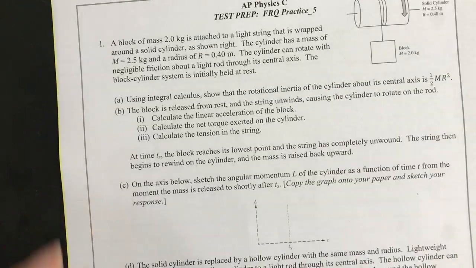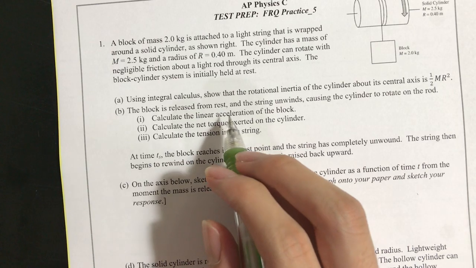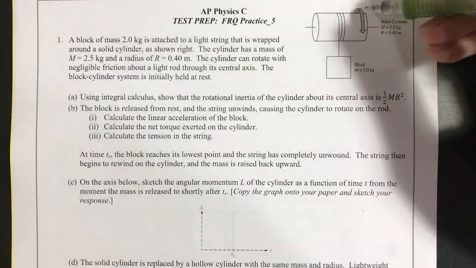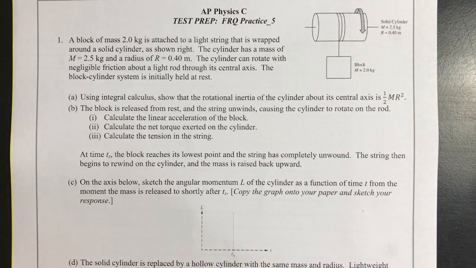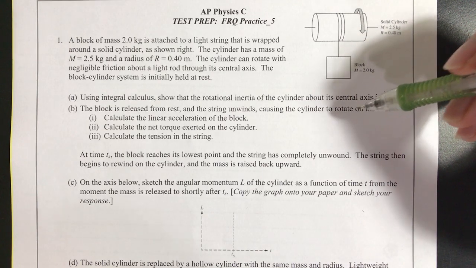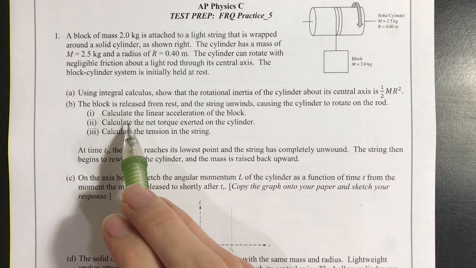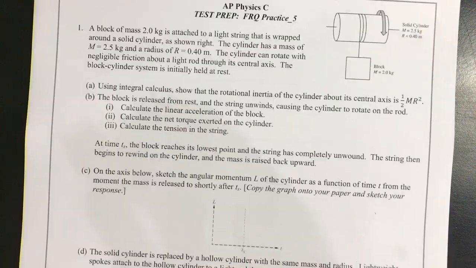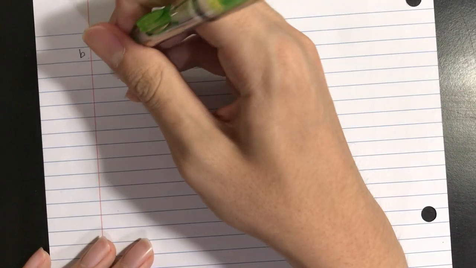All right, next. Turn this over. Part B says, calculate, when the block is released from rest and the string unwinds, causing the cylinder to rotate on the rod. So what's happening is, we let go of the block, the cylinder rotates, and the block slowly goes down. So we're supposed to calculate the linear acceleration, the net torque, and the tension. So the first one, calculate linear acceleration.